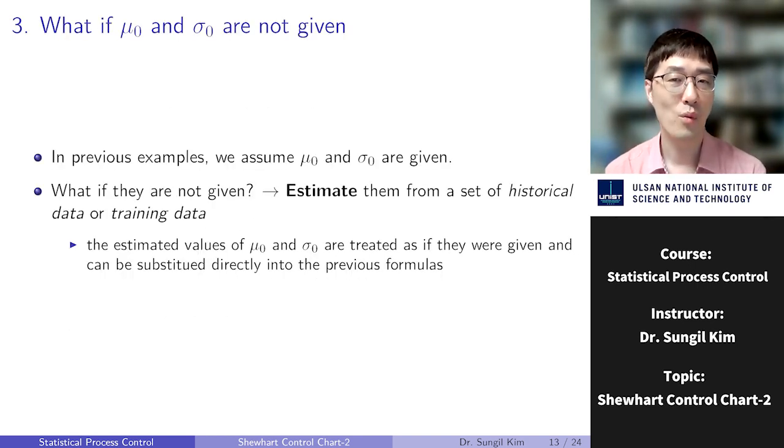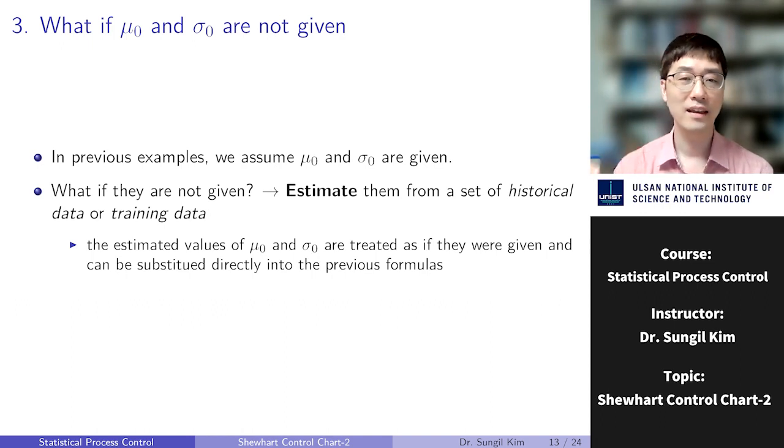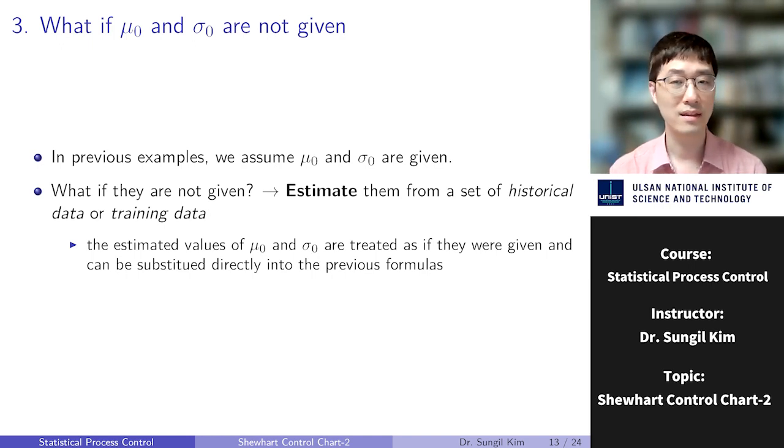Third question is about what if target parameters are not given. In the previous example, we assumed that mu0 and sigma 0 are given. For example, upper control limit and lower control limit formulas involve the target parameters. To answer this question, we need to estimate them from a set of historical data or training data. Once they are estimated, then we treat the estimated values as if they are given and substitute directly into the previous formulas.